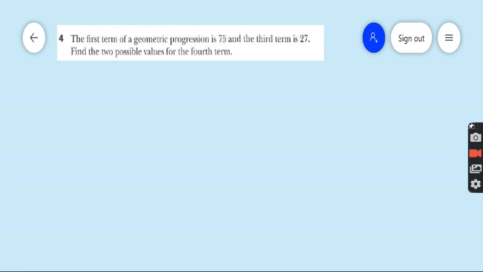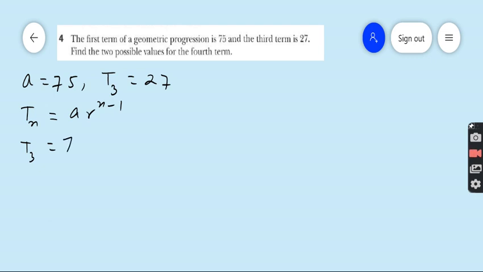The first term of a geometric progression is 75, so A is 75, and the third term is 27, so T3 is 27. Find the two possible values for the fourth term. So very easy question. Students, first we have to write the formula Tn is equal to A R to the power n minus 1.